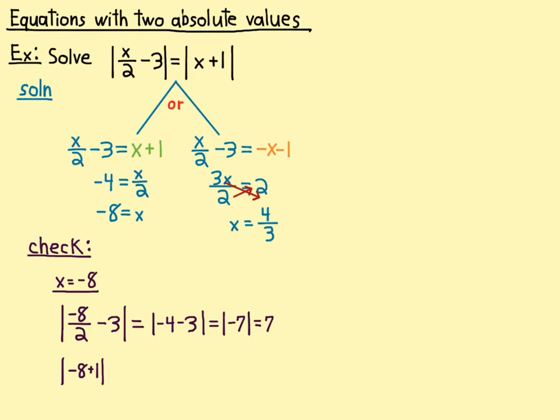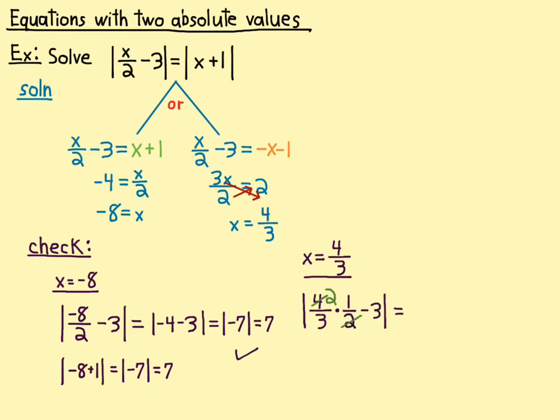And then the right-hand side was absolute value. See, before it was just negative 8 plus 1. Now it's absolute value of negative 8 plus 1. And that gives us absolute value of negative 7. And that gives us a 7. Those two are the same. So now negative 8 works. It didn't work in the previous video, right?